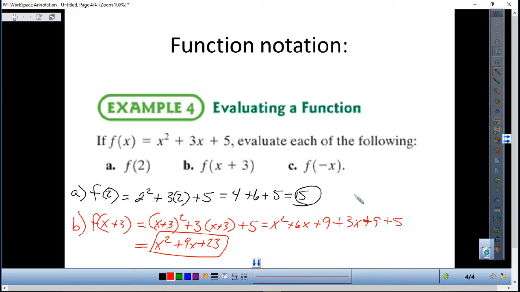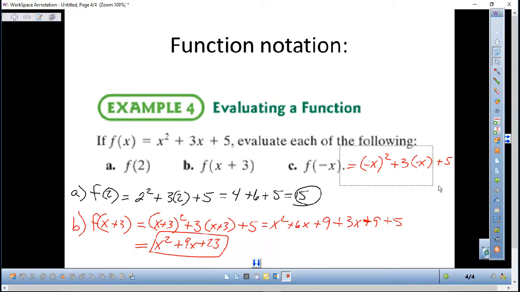All right, now for the last one here, we've got f of negative x. We can write it right over here. And what that means is that we're actually going to take and put in a negative x, the same way we did everything over here. We're going to put a negative x in everywhere we have an x up here. So I have negative x, quantity squared, plus 3 times negative x, plus 5. Let me change colors here so they don't all run together.